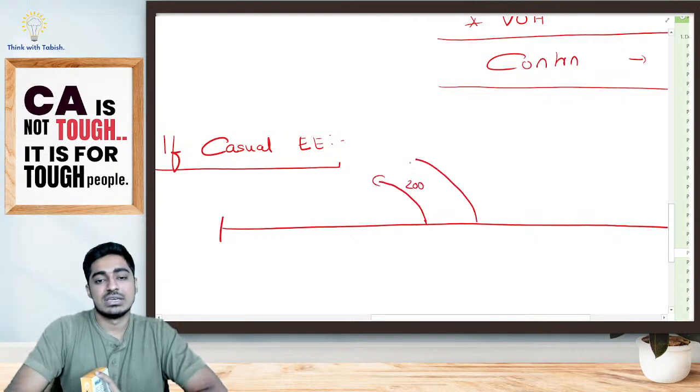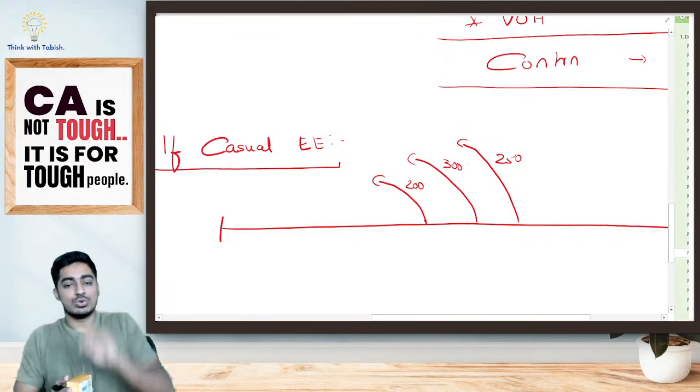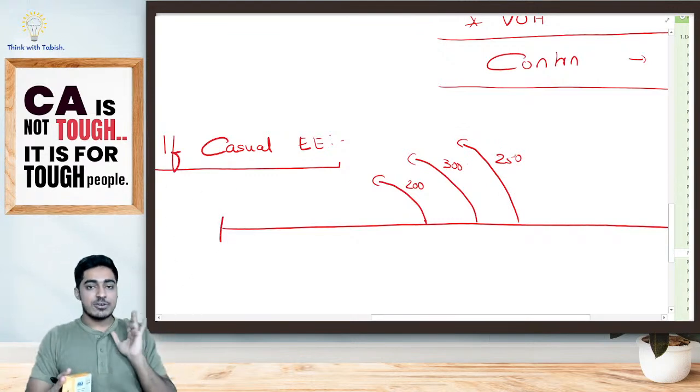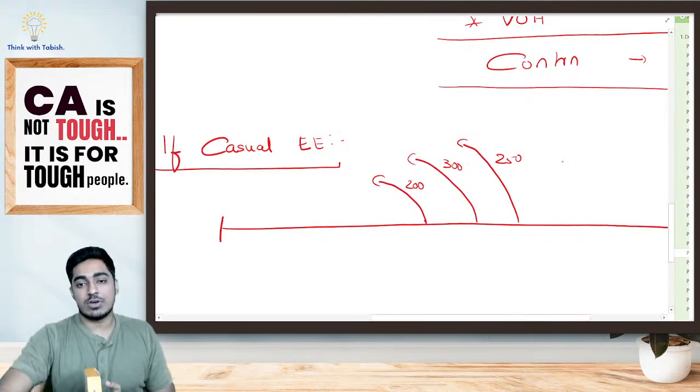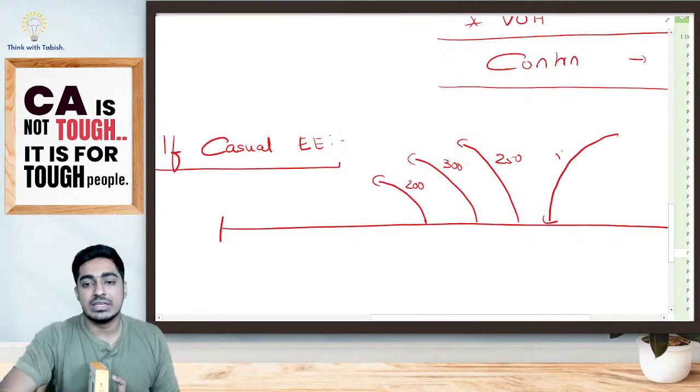For wages, 300 I am paying for direct labor. For variable overheads, 250 I am paying. So 200, 300, 250. Altogether, how much have I paid? 750 I have paid. Now the shirt is being produced. Now I am selling. How much am I getting, students? 1000 rupees I am getting.